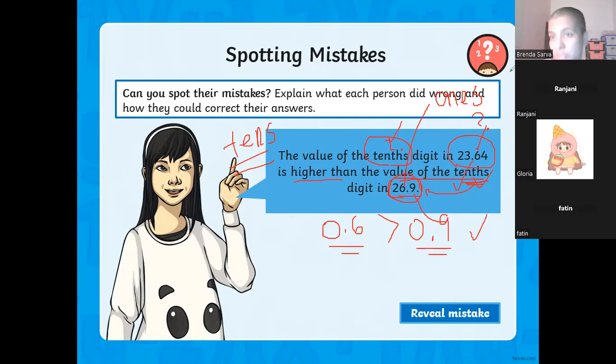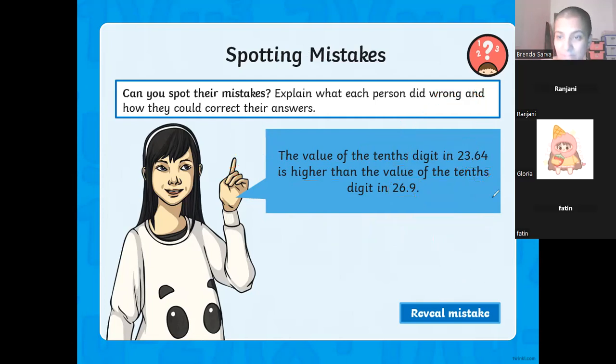Okay. And my question is, do you see the question? Do you understand the question? This is about place value of numbers. Do you understand? If you understood the question and you saw your mistakes, then give me a thumbs up. Okay, and then we can move on. Faham? Okay, you see the mistakes, Ranjini? Okay, so far so good?